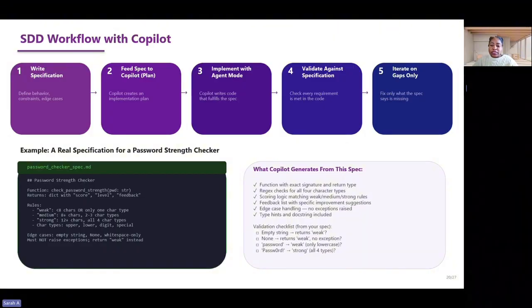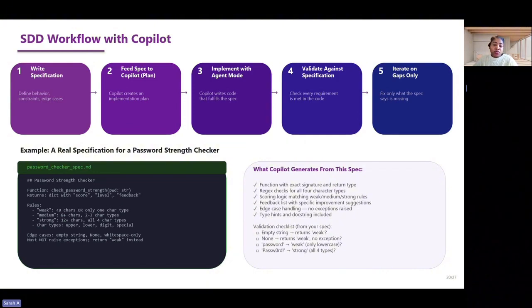So how does this work with GitHub Copilot? The first step is to write a specification. The second step is to feed that specification to Copilot in plan mode. So Copilot reads that specification and creates an implementation plan. So how do you implement? You implement with agent mode. Copilot writes the code that fulfills your specification for you.